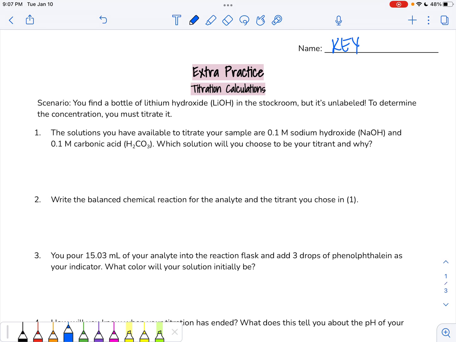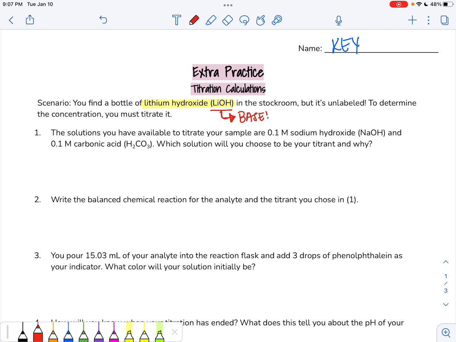So it says you find a bottle of lithium hydroxide in the stockroom, but it's unlabeled. So to determine the concentration, you have to titrate it. So first think about what type of substance is lithium hydroxide, acid or base. Hopefully you realize with that OH in there, this thing is definitely going to be a base. So this means we are going to titrate a base.